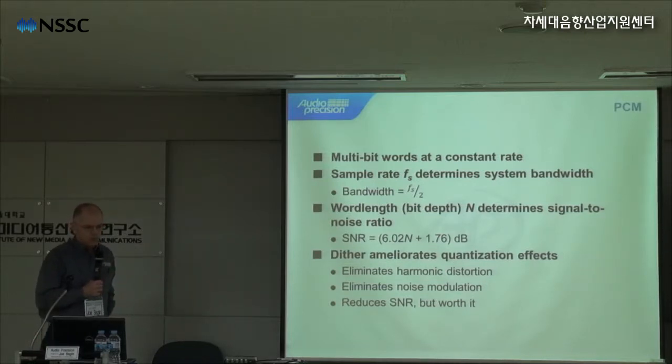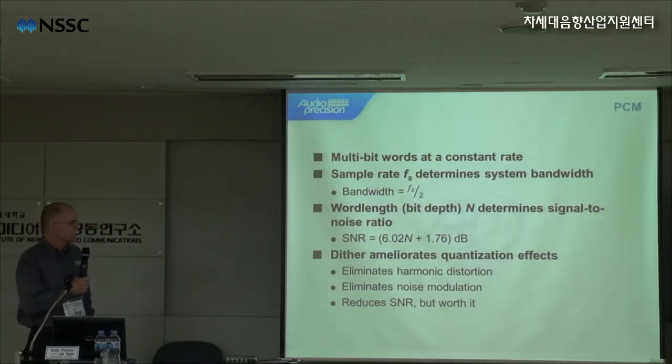Now, PCM is what we were talking about yesterday, pulse code modulation. So in PCM, multi-bit words are handled at a constant rate. And the sample rate, abbreviated F sub s, determines the system bandwidth. And the bandwidth can never be greater than Fs over 2. That's the Nyquist criterion. The word length, or the bit depth, N, determines the signal-to-noise ratio.